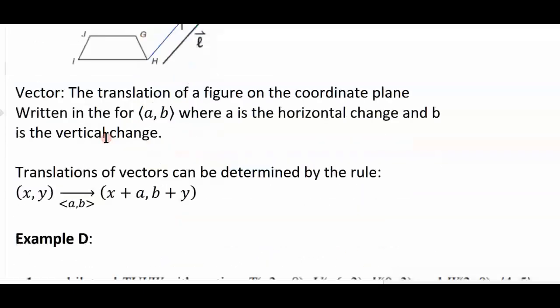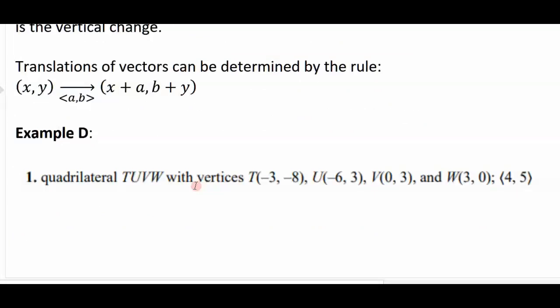Okay. Then we can also indicate these with a vector. So this is a specific x and y value, a value added to x, a value added to y, written in the form with these little pointed brackets, a comma b. These are vector brackets. And we translate vectors with the rule, if I'm translating point xy by some value ab, then my new values are going to be x plus whatever a was, y plus whatever b was. Just pretty straightforward.